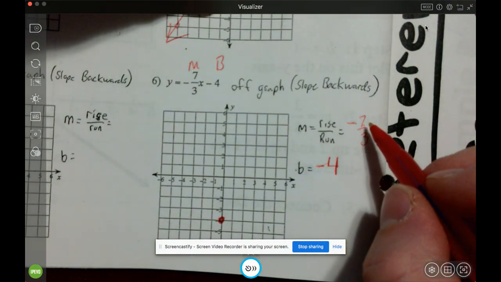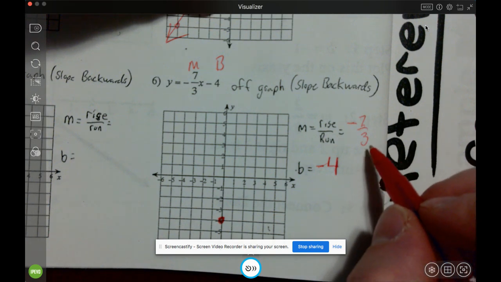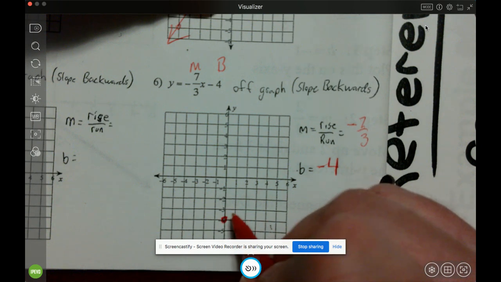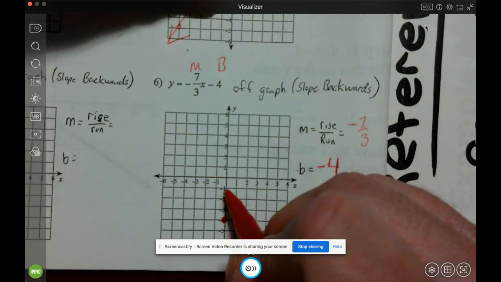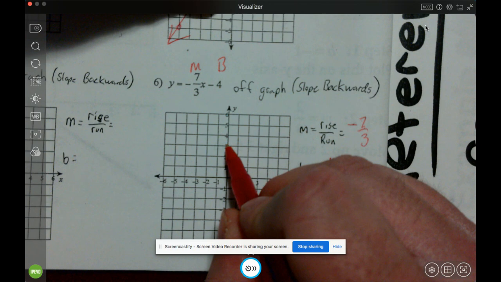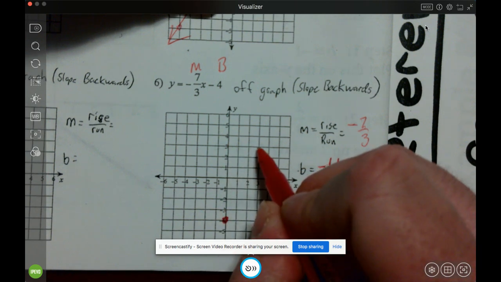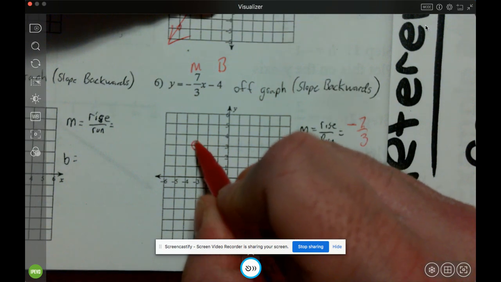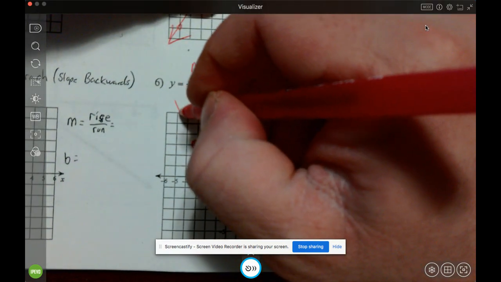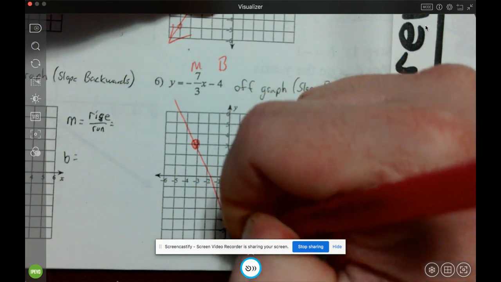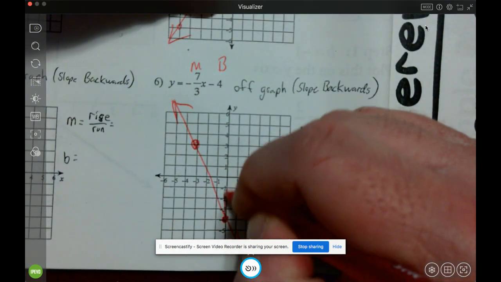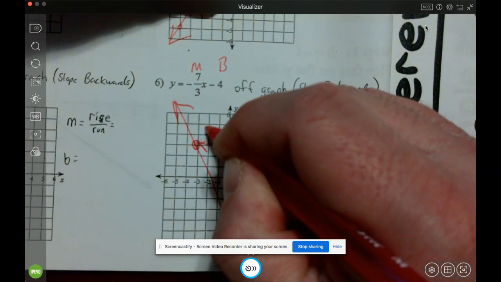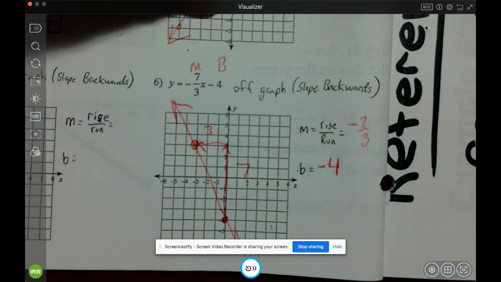Definitely cannot go down 7/3, so I'm going to do the opposite. So I know it's a nice negative, but I can't go all the way that far down. So I'm going to go up 7. 1, 2, 3, 4, 5, 6, 7. Not right 3, because that would be a positive slope. I'm going to go left 3. 1, 2, 3. Again, going downward. Nice negative. And what I do, I went up 7, and I went left 3 to get that slope to work correctly.